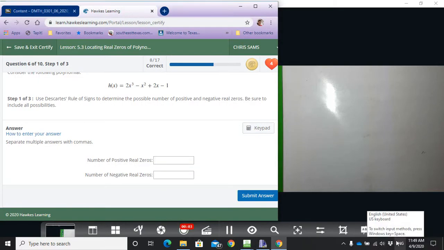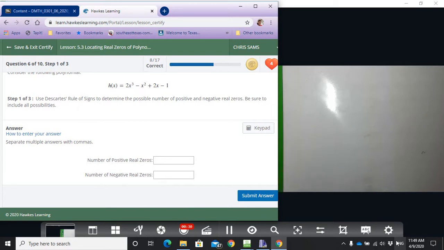Alright, number 6. We want to use Descartes' rule of signs to determine the possible number of positive and negative real zeros. And it says be sure to include all possibilities, so be careful with that. The answer says number of positive, and then it says number of negative.